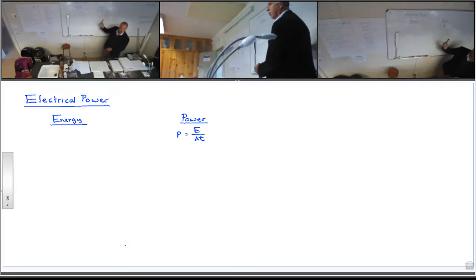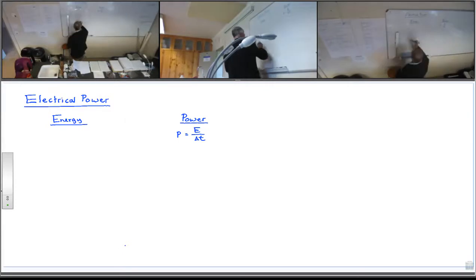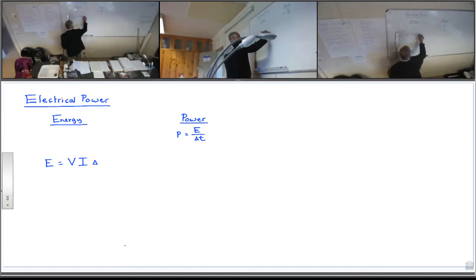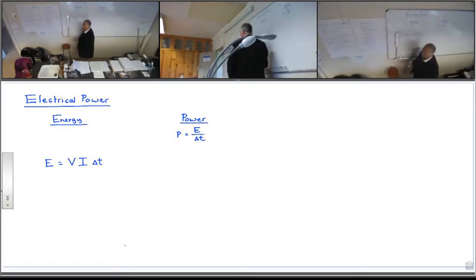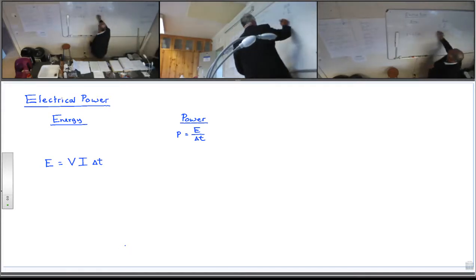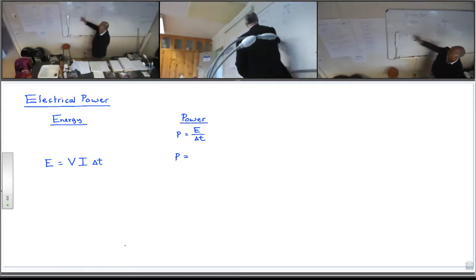So if you have any energy equation, all you would do is divide that equation by time and you'll get the power equation. So if we take the first energy equation that I'm going to give you, energy equals voltage times current times delta T. Okay? Energy is voltage times current times delta T. Now, what formula would you get for power that is related to that formula?